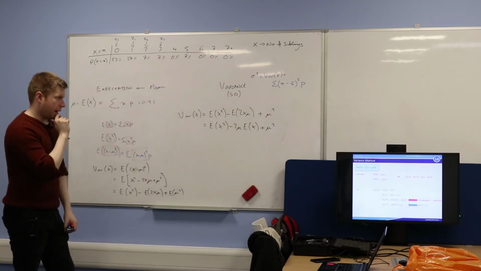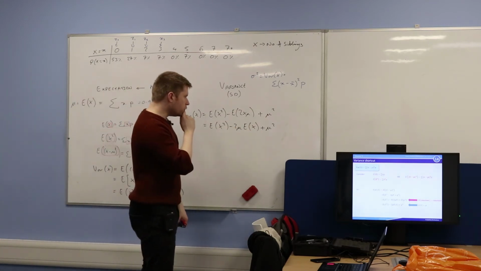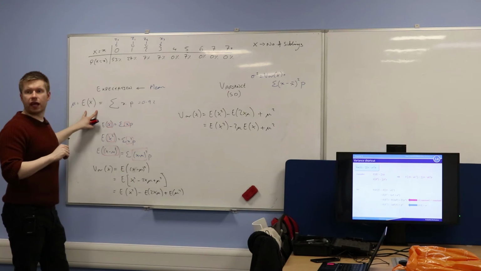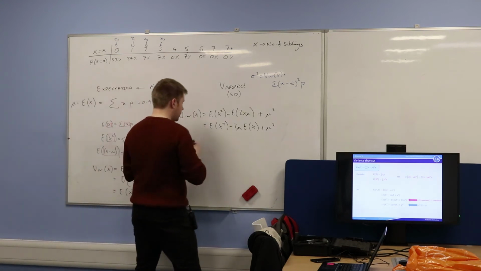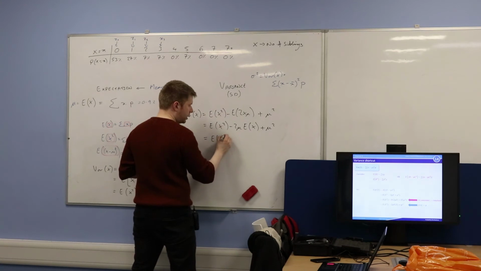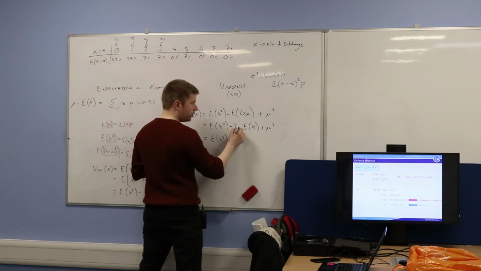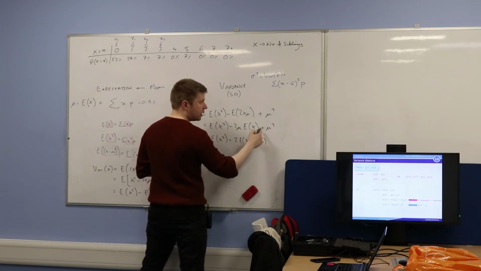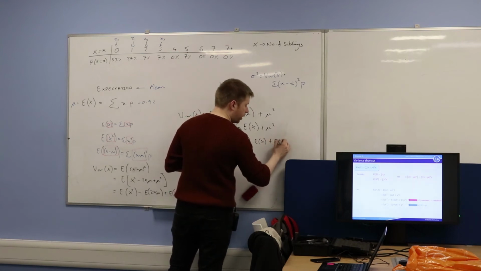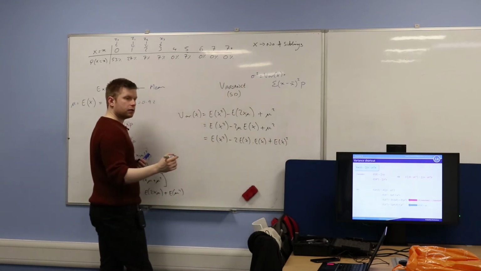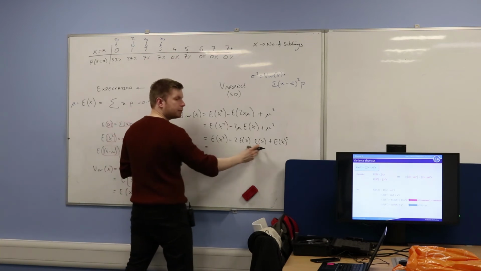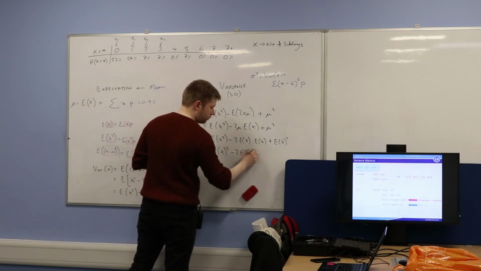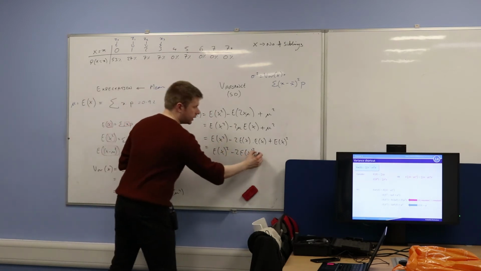So let's have a think about this then. Would you be happy that mu and mu are really just the expectation of x? Yeah, so I could rewrite this then as the expectation of x squared minus 2 lots of, well, this is going to be the expectation of x, that's what that mu corresponds to, times by the expectation of x, plus the expectation of x all squared. That makes sense? Okay. And are you happy that if I'm timesing the expectation of x by itself, that should just be the expectation of x squared? Like so, plus the expectation of x squared.